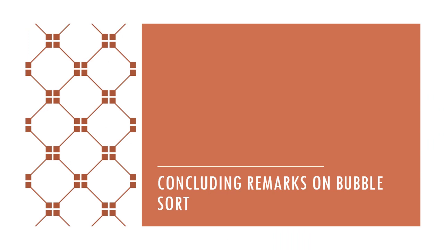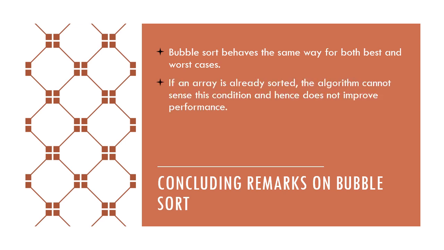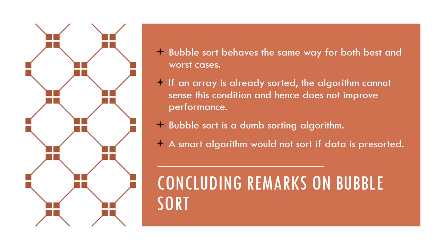So what are our concluding remarks on bubble sort? Bubble sort behaves the same way for both best case and worst case. If an array is already sorted, the algorithm cannot sense this condition and hence does not improve performance. Bubble sort is a dumb sorting algorithm. A smart algorithm would not sort if data is pre-sorted.